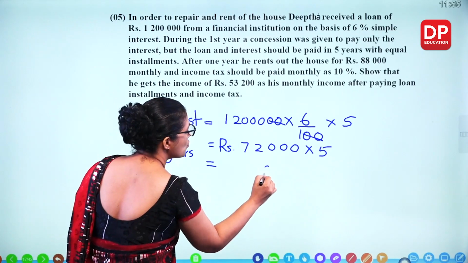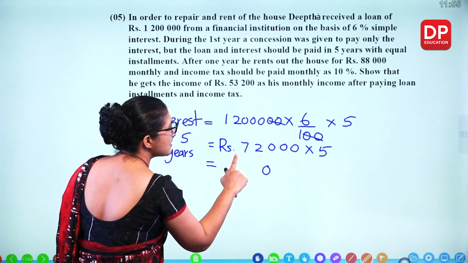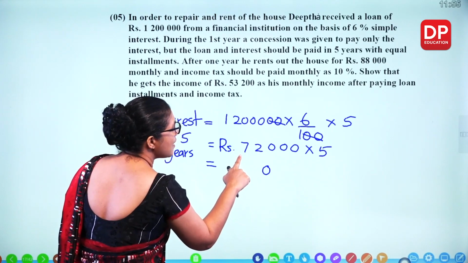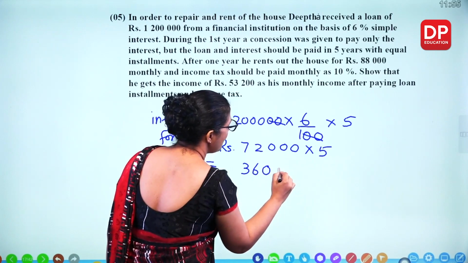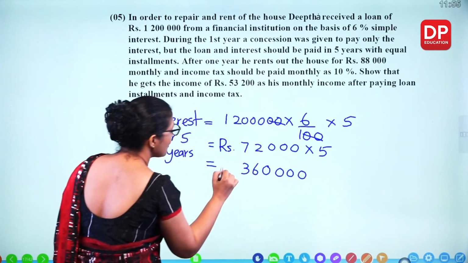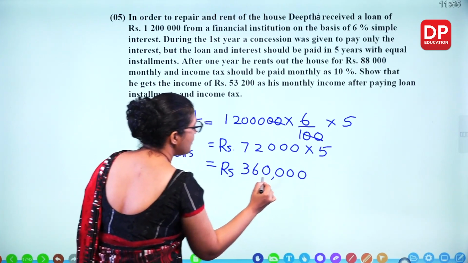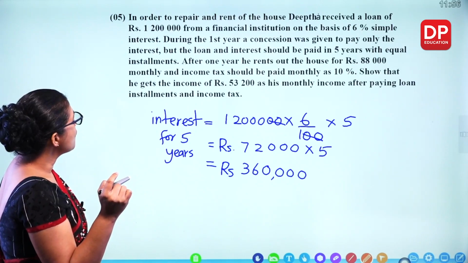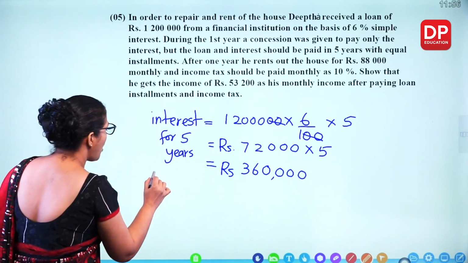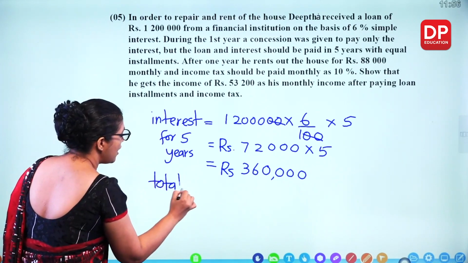So 5 times 2, 10. 5 times 7, 35 plus 1, 36. And then 3 zeros. So what's the amount? 360,000 rupees. That's the interest for 5 years. So what is the total amount he needs to pay?